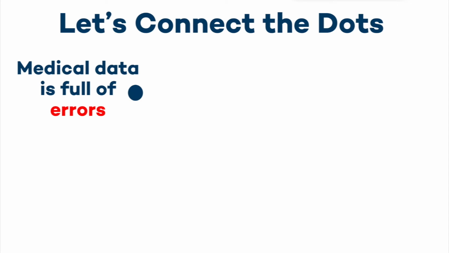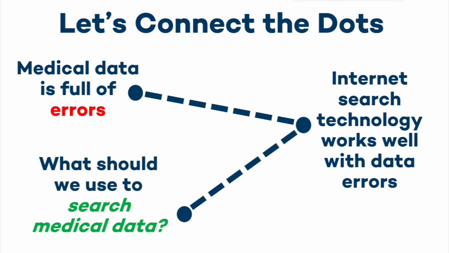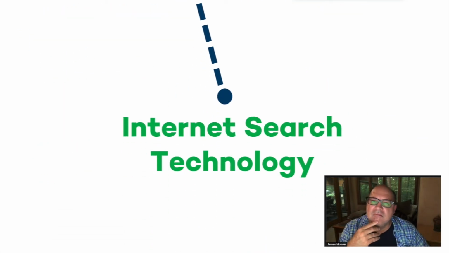So let's connect the dots. If we all agree with the premise that medical data is full of errors, and I also think that all of us have probably used internet search before, Google, Yahoo, Bing, DuckDuckGo, and all these other internet searches, but Google being the predominant leader. We know that we can find anything we want on the web. And I wonder, what should we use to search medical data that has errors? Let me think about it a little bit more, maybe I'll come up with an idea. Oh, internet search technology, of course. I'm being silly. But the idea is the web is full of errors and it's vast. And yet Google can find anything that we want in microseconds. So why can't we do that with patients?